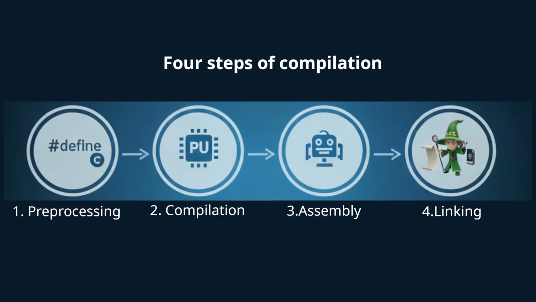The C compilation process typically involves four main stages. First stage is the preprocessing. This is the first phase handled by the C preprocessor. It modifies the source code according to preprocessor directives.